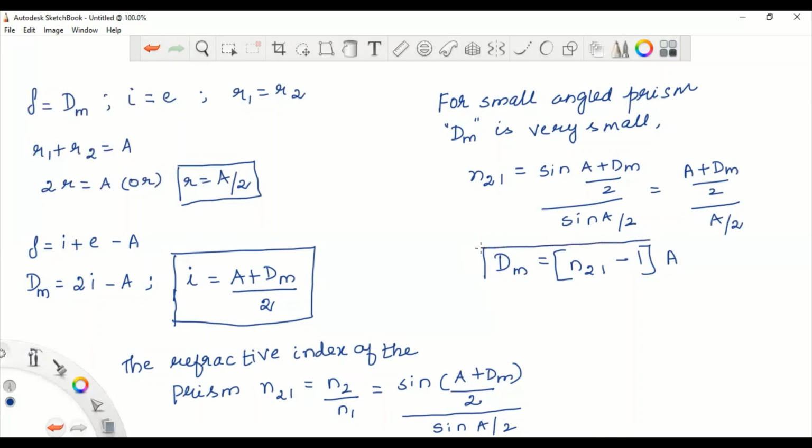Okay. So this relation is also very, very, very important. So we can find what is the refractive index of the given prism by using the formula sin of A plus dm by 2 over sin A by 2. What is this dm? Which is nothing but minimum deviation. Okay. Sin A by 2, where A is the angle of prism, and this expression is only for a small angled prism.